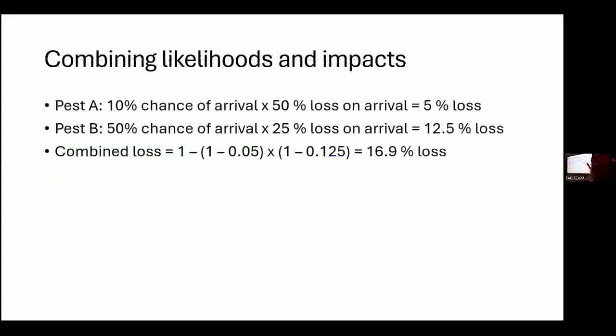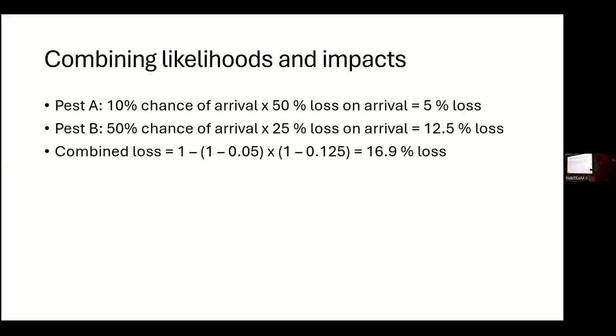So we can then start combining them together. Let's say for pest A, there's a 10% chance of arrival and a 50% loss on arrival. I should have used 75, never mind. Easy maths, 5% loss over the long term. Okay, so 50%, but there's only a 10% chance of arrival. So your long-term probable loss is 5%. Pest B, 50% chance of arrival, 25% loss on arrival is 12.5% loss in the long-term probability.